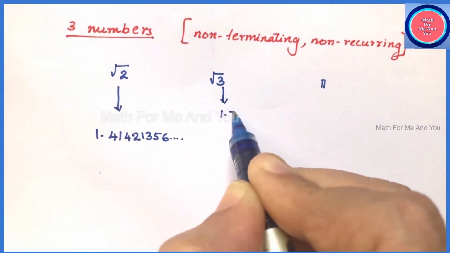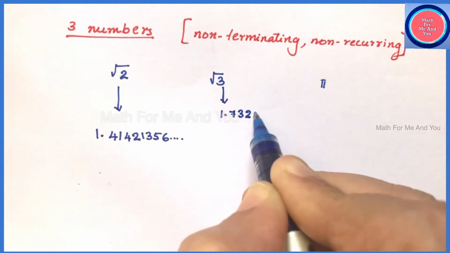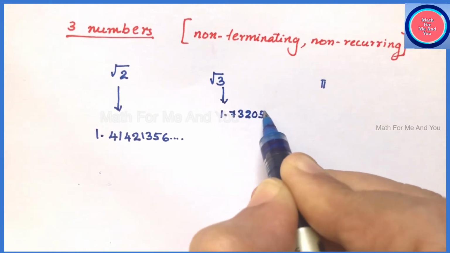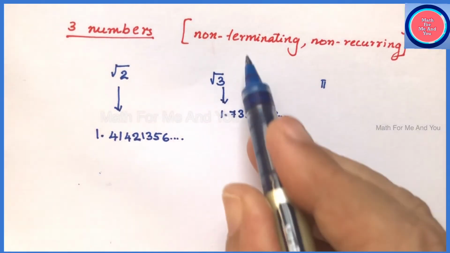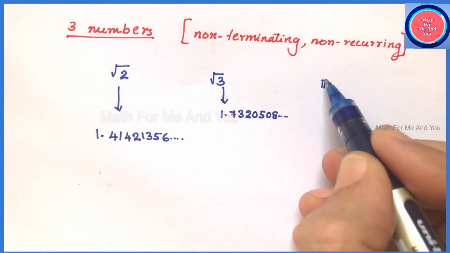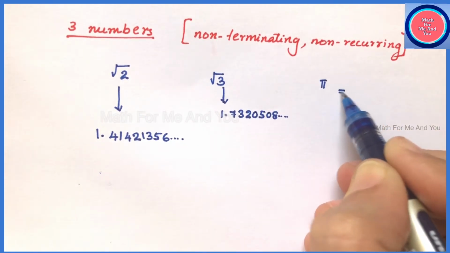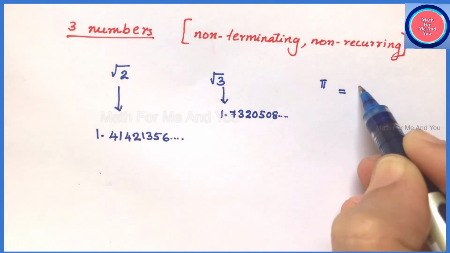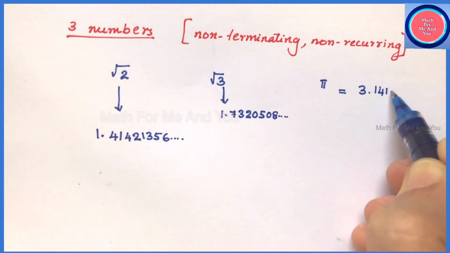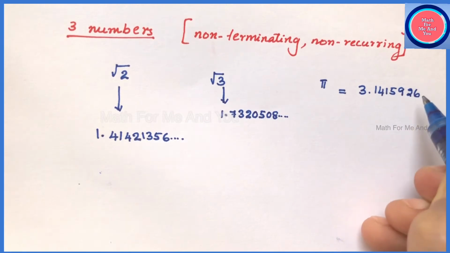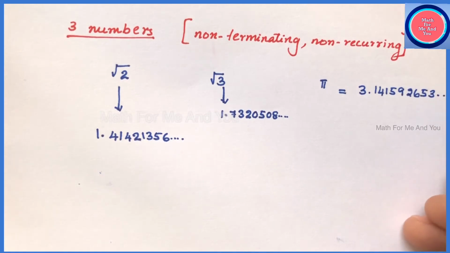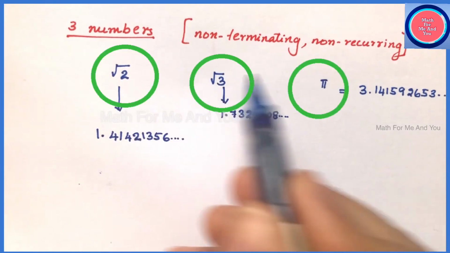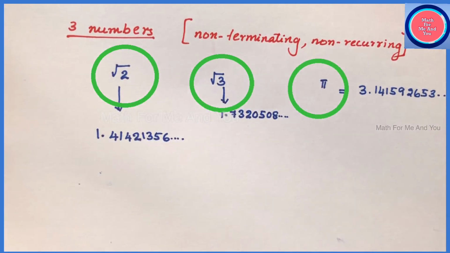Next is root 3. What is root 3? Its decimal form is 1.73200508 etc. It's also non-terminating, non-recurring. Next, pi. When we look at its decimal form, it is 3.14159265 3 etc. These numbers are also non-terminating, non-recurring. These three numbers are irrational numbers.